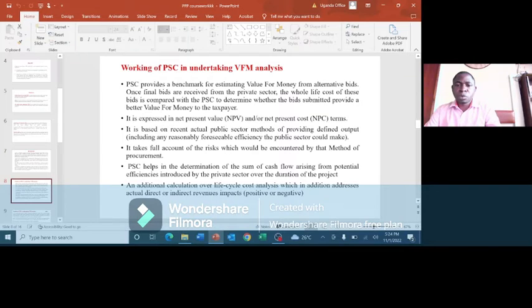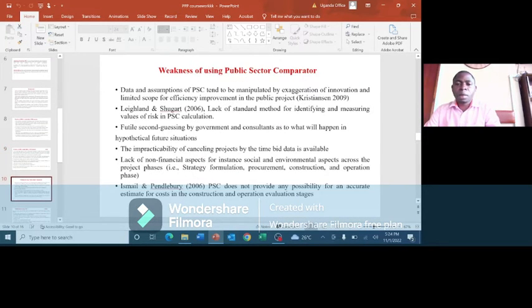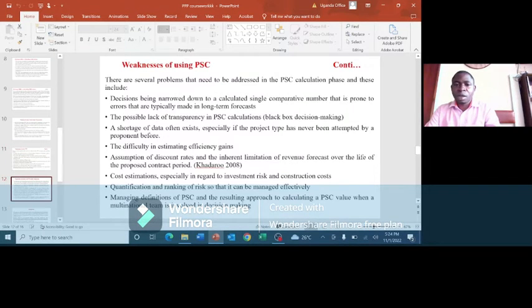I will go to the working of the public sector comparator in undertaking value for money analysis. The public sector comparator is expressed in net present value or net present cost terms. The weakness that comes with the public sector comparator, one is that the data and assumptions of the PSC tend to be manipulated by exaggeration of innovation and limited scope for efficiency improvement in the public project. Then also we have lack of standard method for identifying and measuring values of risk in PSC calculation.